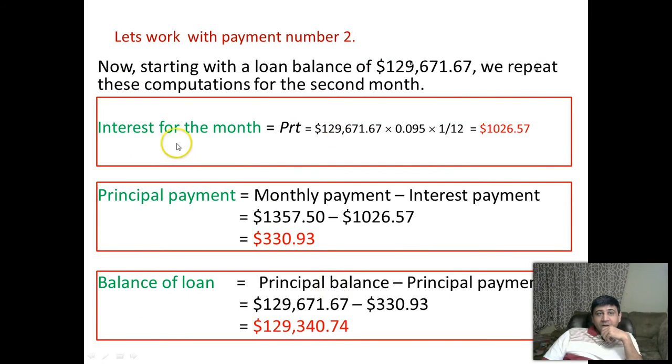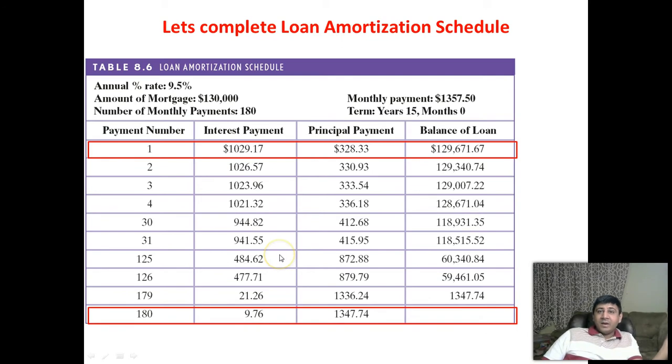The next payment will be calculated on this balance. So the interest for the second month is calculated on $129,000, not the $130,000 we originally started with. You calculate the interest, which comes out to be $1,026. Now you calculate the principal payment, which is the difference of the actual payment and the interest. So it's $330. Subtract the $330 from what we started with, and this is your new balance.